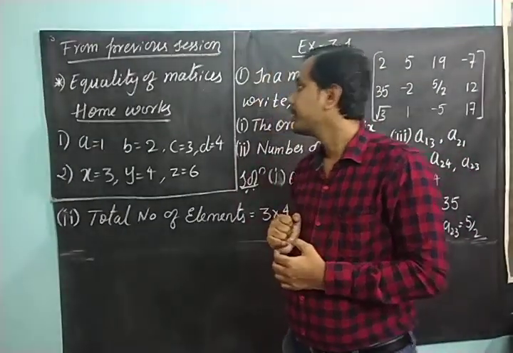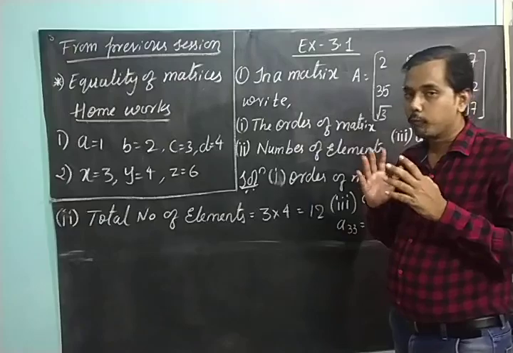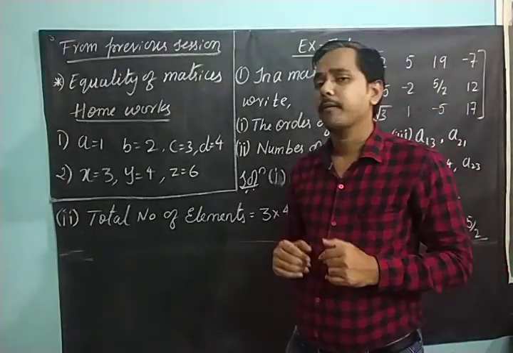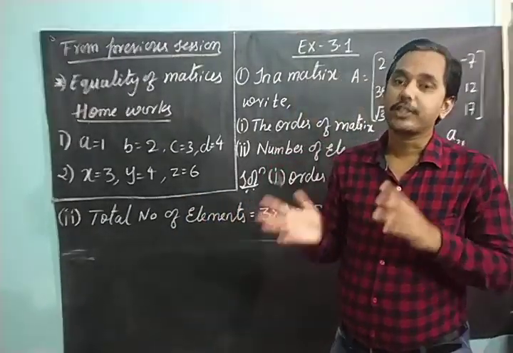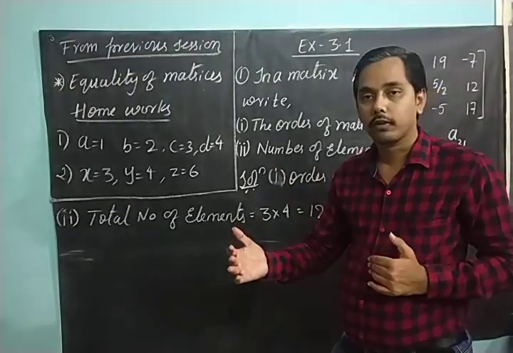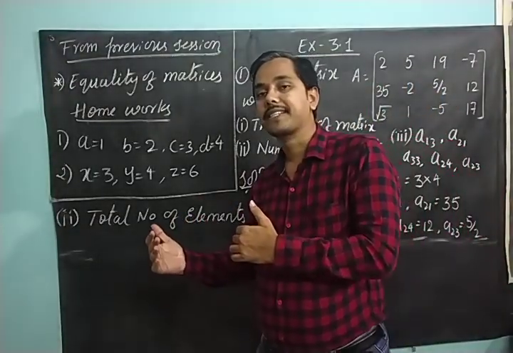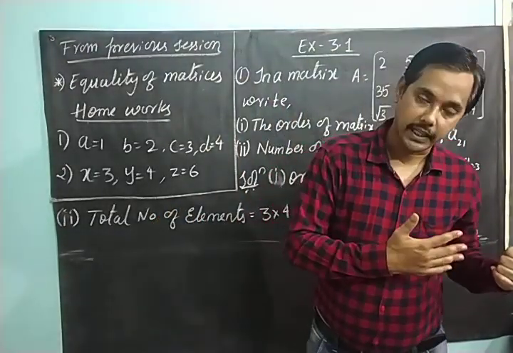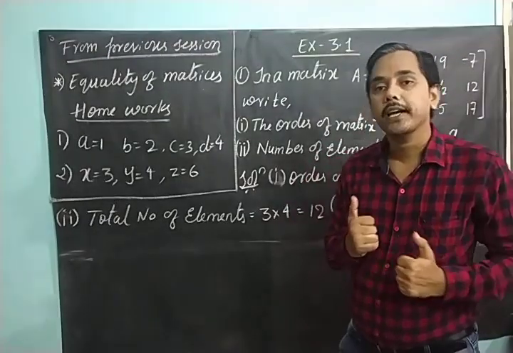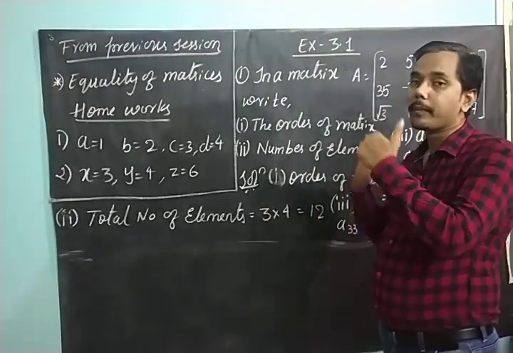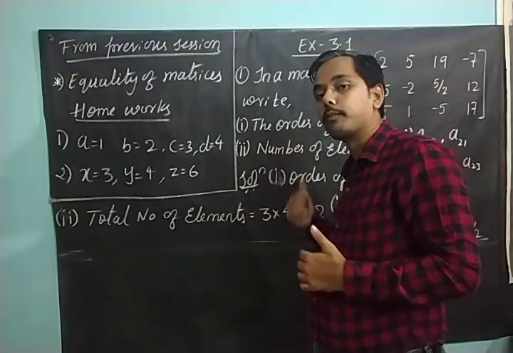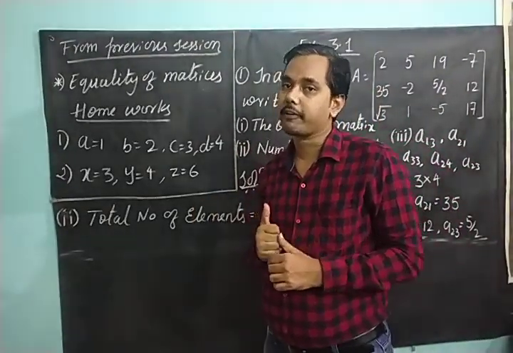Two conditions. The first one is that the order of both matrices should be the same. It might be anything, but it should be the same. If the order of the first matrix is 1 cross 1, the order of the second matrix also should be 1 cross 1. Order may be anything, but for both matrices it should be the same. That was the first condition.